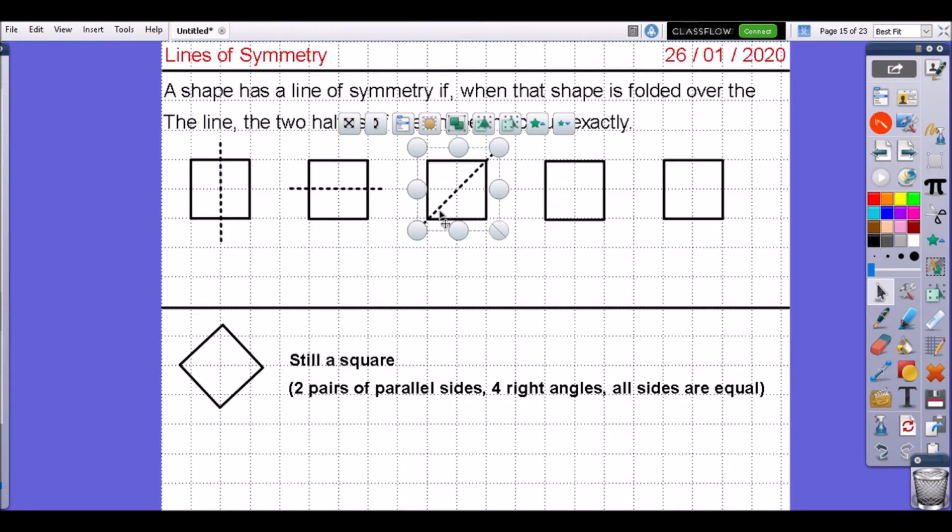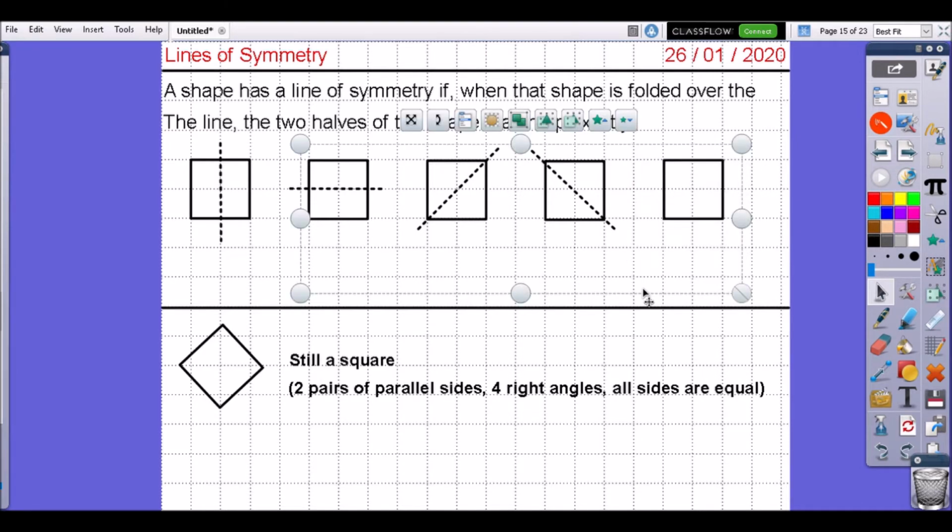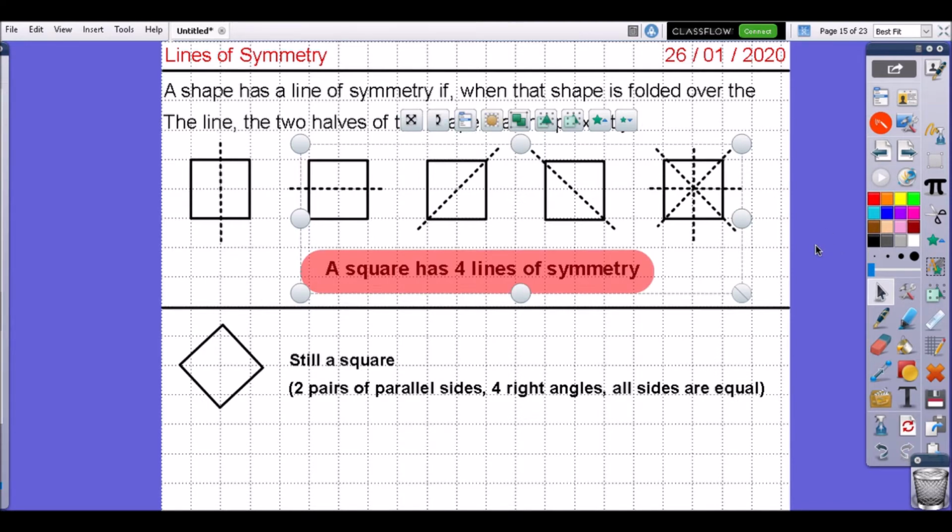We found also when it was diagonal, whether this way or the other side here, both of them, it means that the square, if I fold it over any of the diagonal lines of symmetry that we have over here, both sides or the two halves of the square will match up exactly. And we came up with the conclusion that any square in the world has 4 lines of symmetry. Okay? So this is just a piece of information that we need to know, and we also need to understand how we can draw the lines of symmetry on a square.